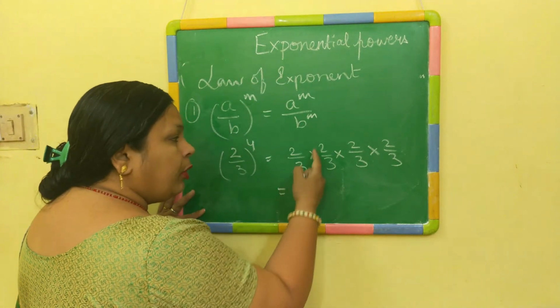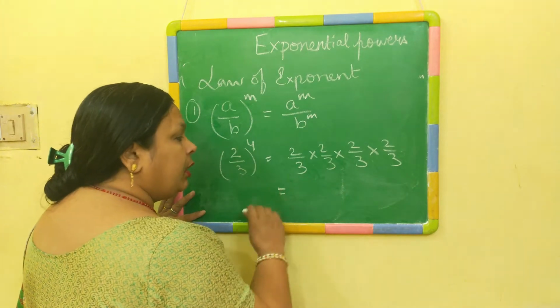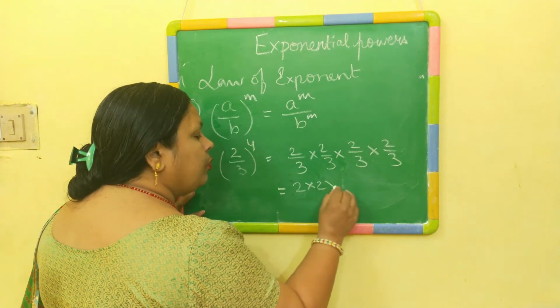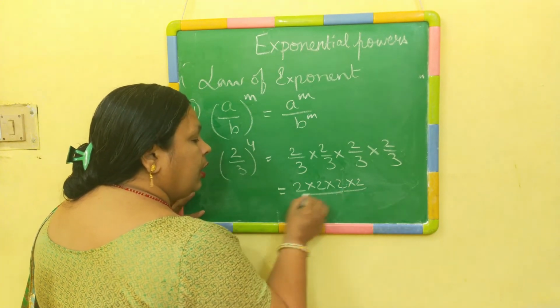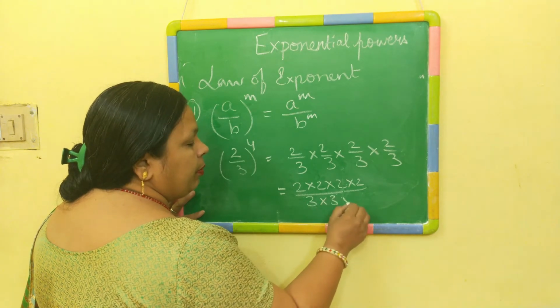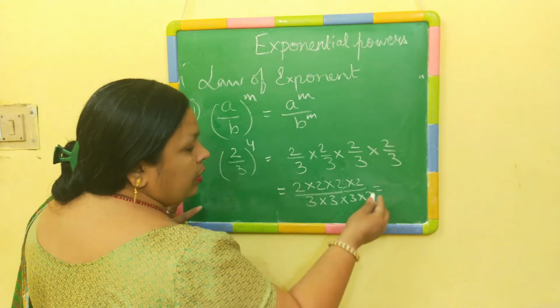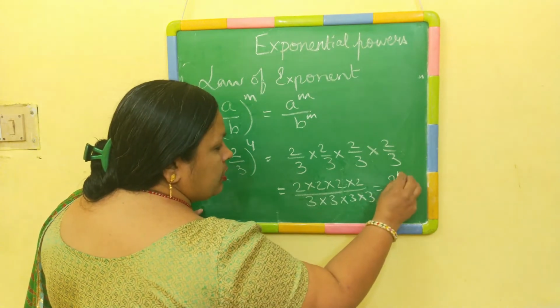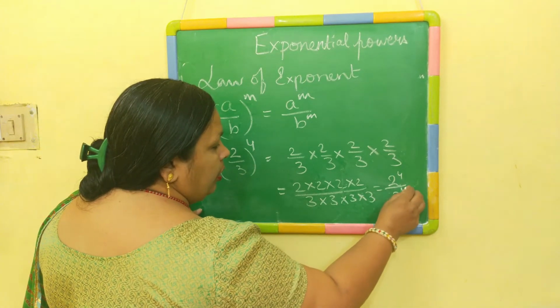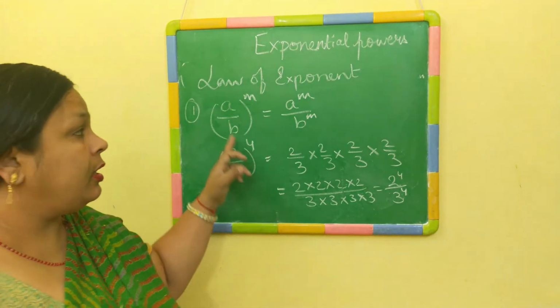Now, this is in the form of a fraction. Fraction multiplication says all the numerators are to be multiplied together and all the denominators are to be multiplied together, whether they are like or unlike. If we come to power and exponential form, this comes as 2 power 4 and 3 power 4. This is exactly what the law says.